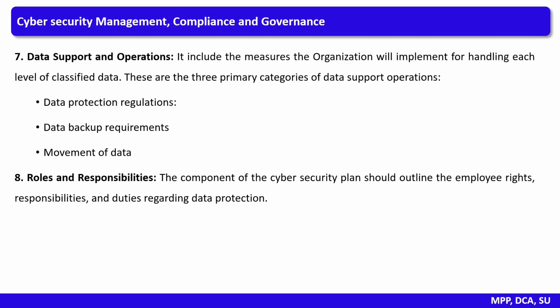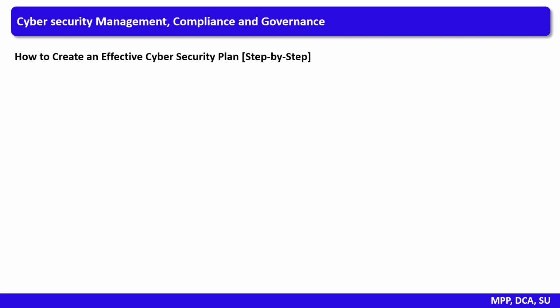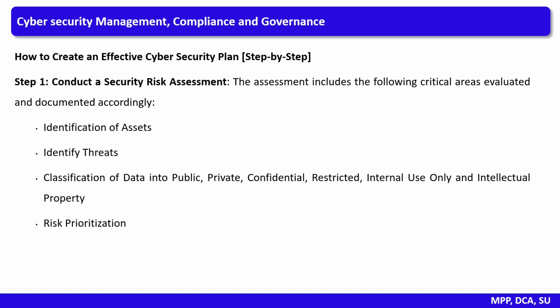These are the 8 essential elements of an effective cybersecurity plan. Now let us discuss how to create an effective cybersecurity plan. There are 8 steps involved in creation of an effective cybersecurity plan. These steps are: step number 1, conduct a security risk assessment.